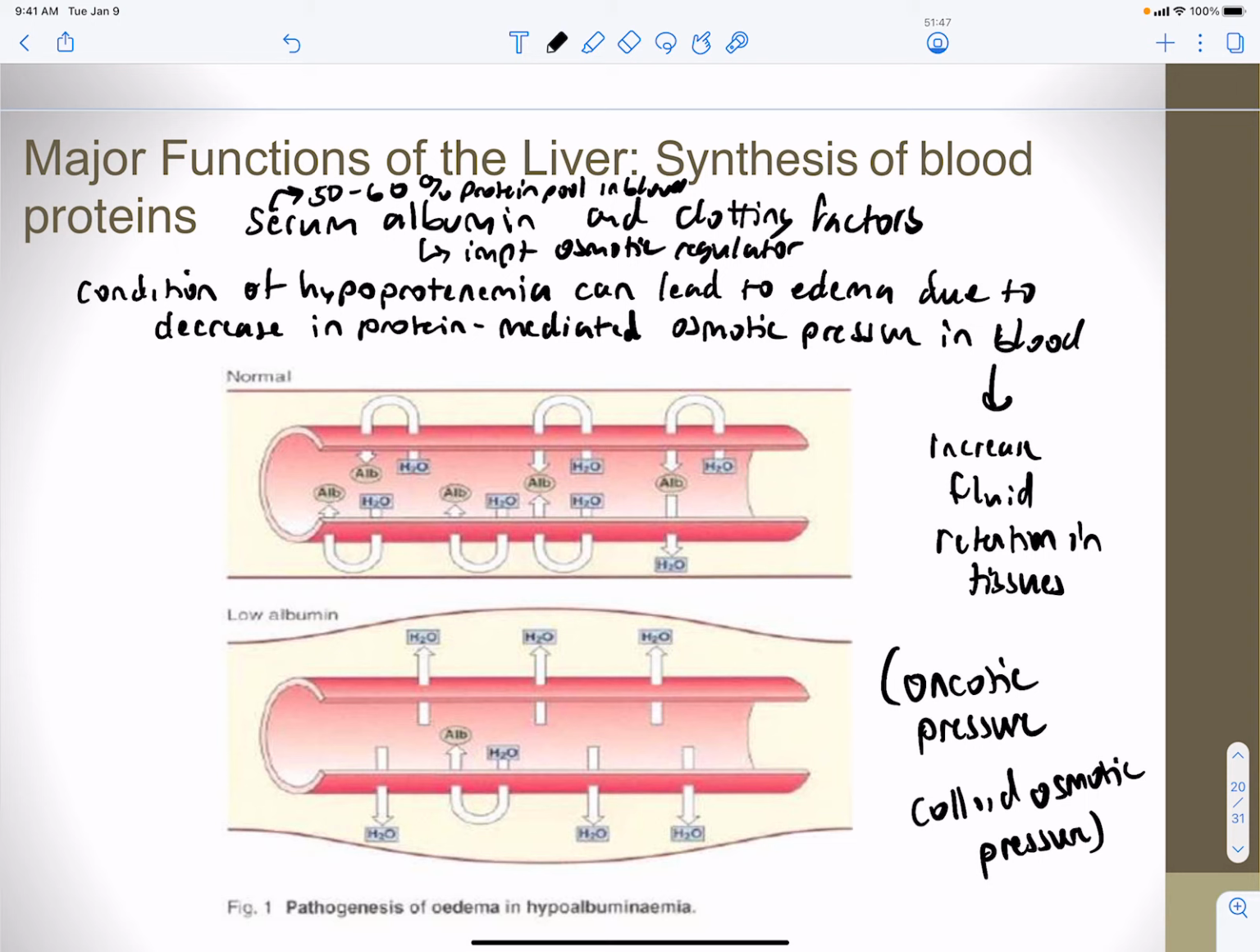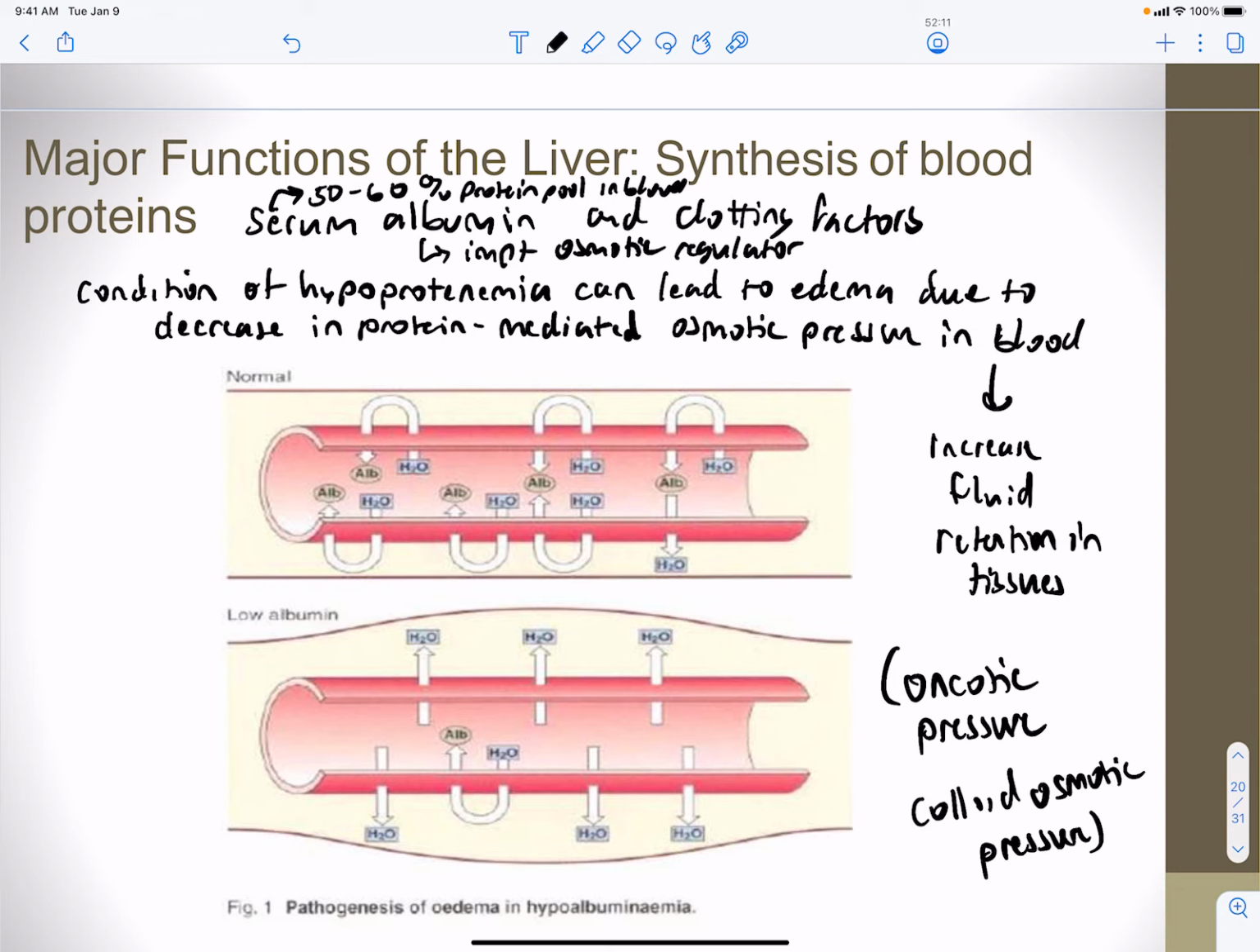Other proteins from the liver are going to be glycoproteins. They are going to be involved in homeostasis as well, transport. They do a lot of protease inhibition. They protect proteins from degradation. And they're also going to stimulate hormone release. So they're going to be secretagogues for hormone release.